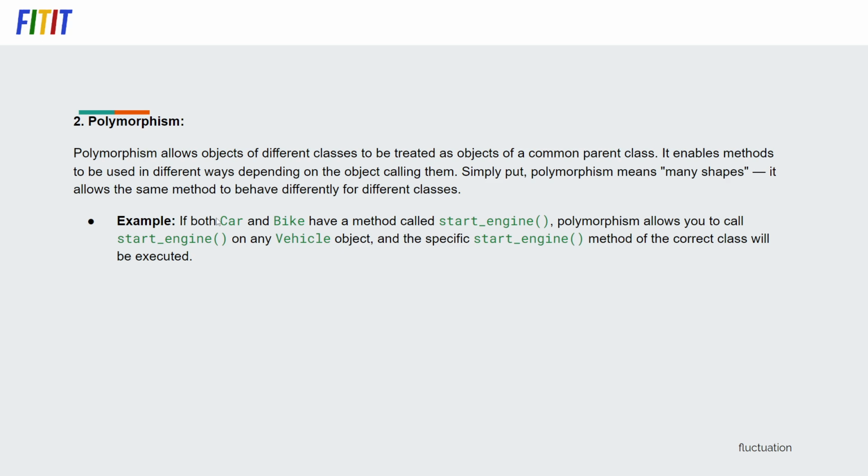Example: if both car and bike have a method called start_engine, polymorphism allows you to call start_engine on any vehicle object, and the specific start_engine method of the correct class will be executed.